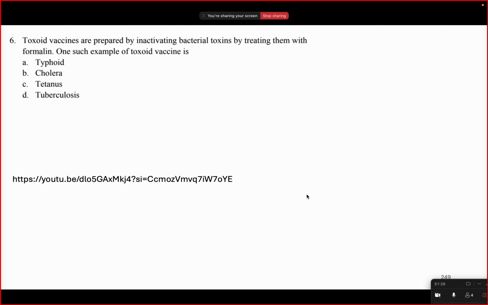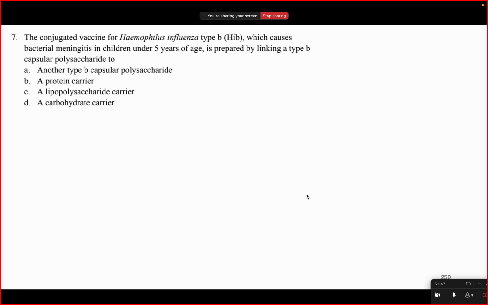Toxoid vaccines are prepared by inactivating bacterial toxins by treating them with formalin. One such example of toxoid vaccine is typhoid, cholera, tetanus, tuberculosis. The correct answer is tetanus.